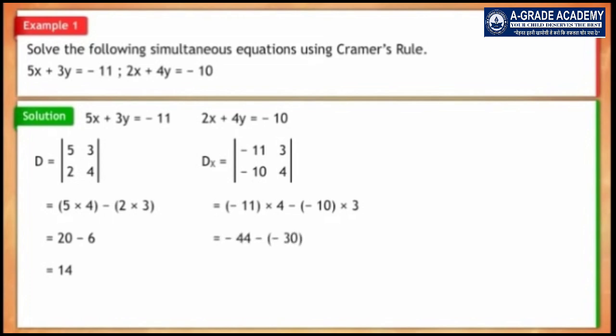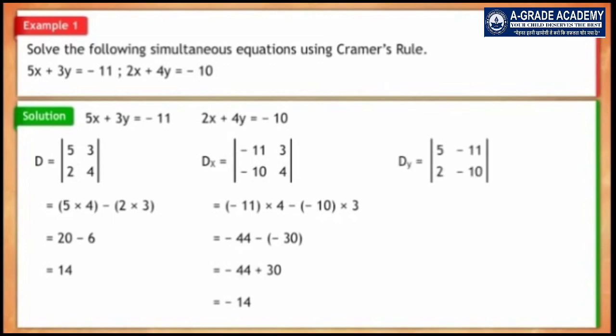equal to minus 44 minus minus 30 in brackets, which is equal to minus 44 plus 30, which is equal to minus 14.